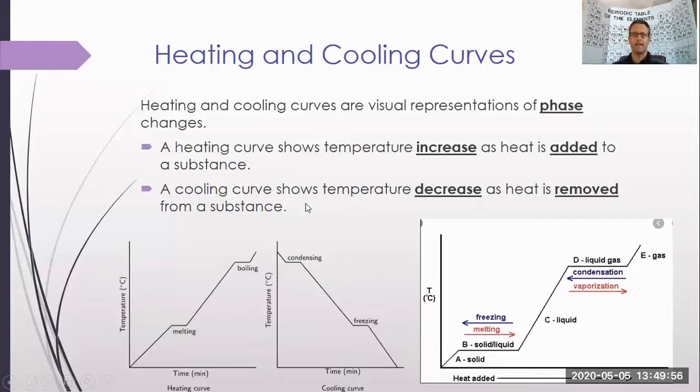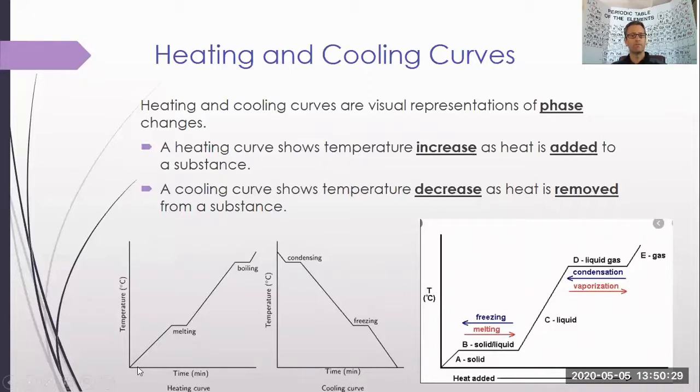So then the opposite of that is our cooling curve. A cooling curve is going to start out on the high end and go low, because the cooling curve shows temperature decrease as heat is removed from a substance. So now what we've got here is, again, keeping in mind our theme of water, we have water vapor where we remove some of the energy and it turns into liquid water. We keep removing that energy and now it begins to freeze and it becomes solid ice.